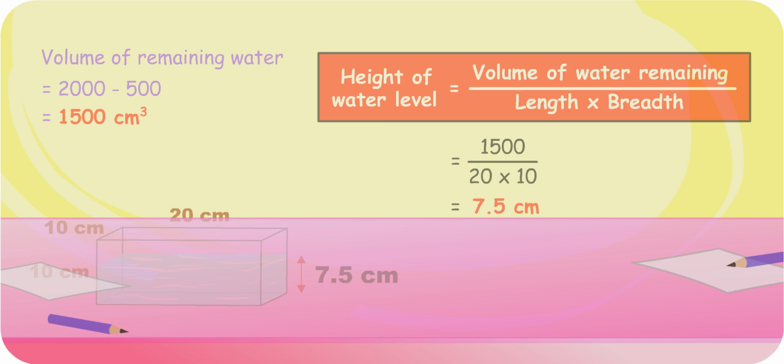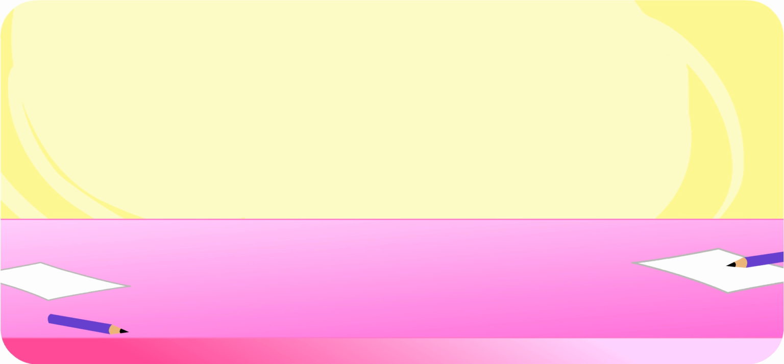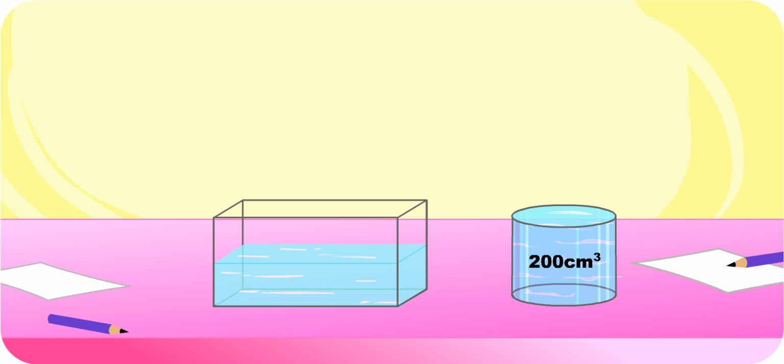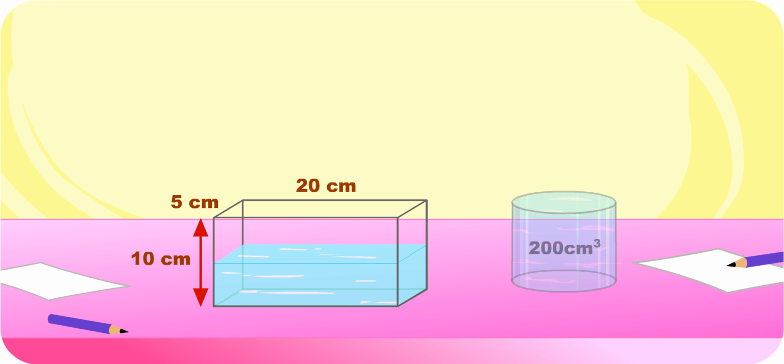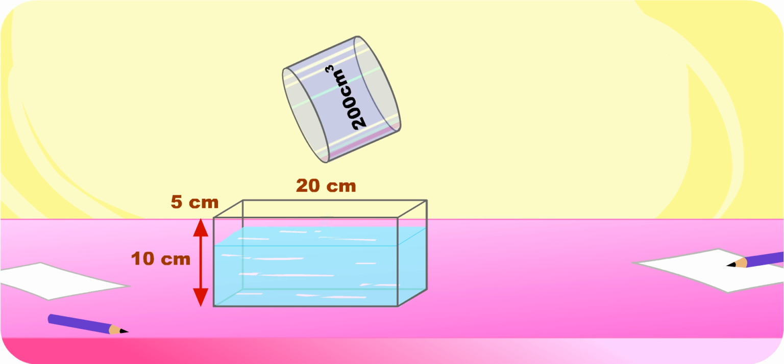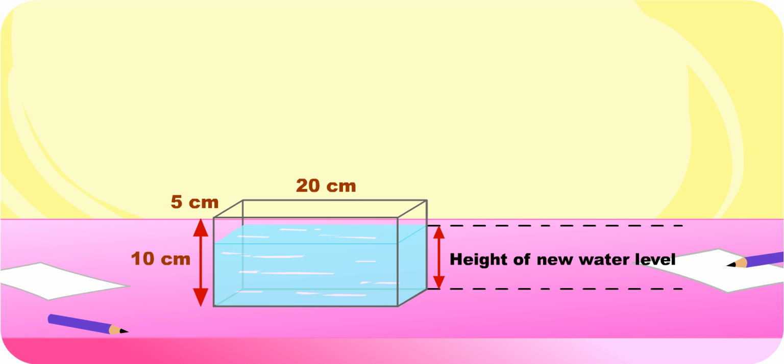Let us take a look at this question. Turbo Girl, can you try to solve the next question? A rectangular tank 20 centimeters by 5 centimeters by 10 centimeters is half filled with water. If 200 cubic centimeters of water is added into the tank, what will be the height of the water level in the tank? I will try.